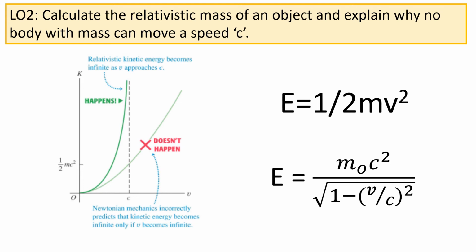Imagine, for example, you place a speed v greater than c into the equation. The root at the bottom of the equation would be negative, which of course doesn't exist on the real number line. In Einstein's theory, the kinetic energy becomes infinite as v approaches c. Another way of saying this is that you would need an infinite amount of energy to accelerate an object with mass to a speed c.